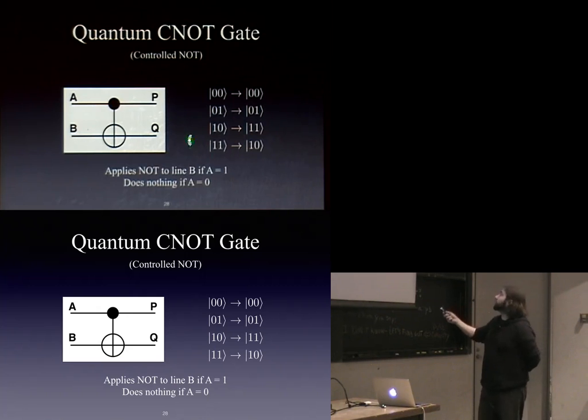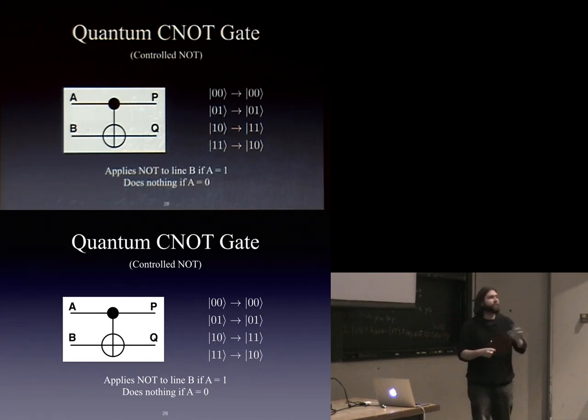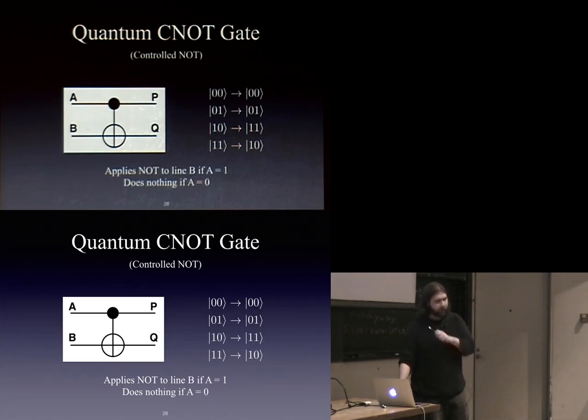Now, the way in which you'd actually do this in terms of applying electric and magnetic fields is significantly more subtle, and I don't want to get into the details of it, but the punchline is that it's something that you can build, it's something that people actually do build when they actually build quantum computers. That's a very important gate, as we'll see shortly.